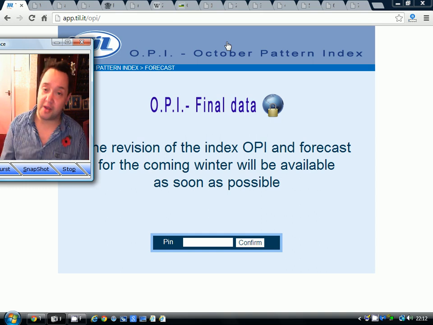the 4th update. There was a massive increase in snow cover in the past 2 weeks. We'll have a look at all the detail on that in a moment.